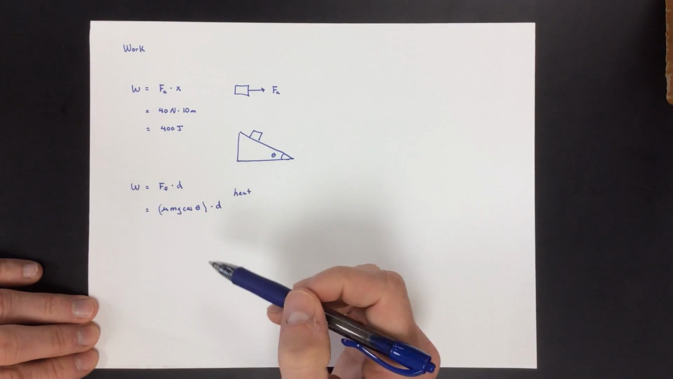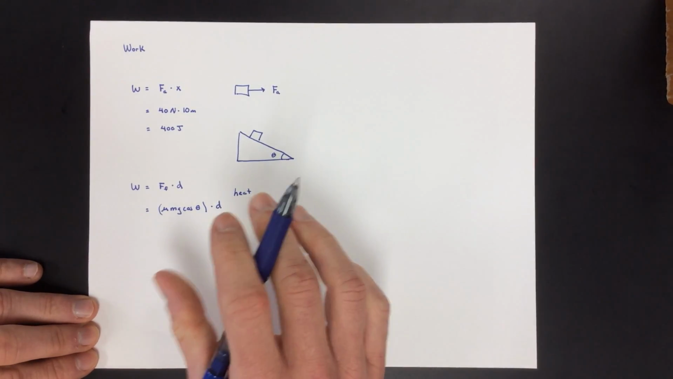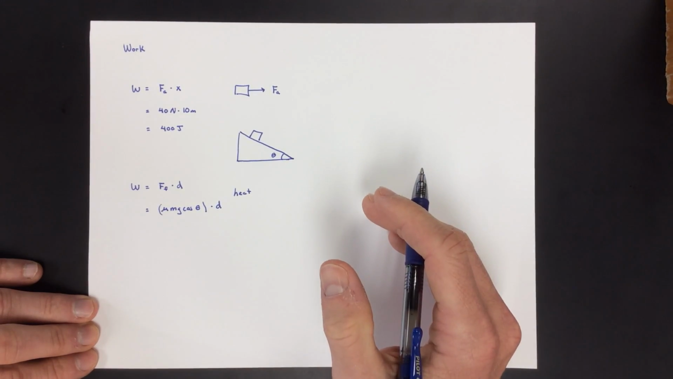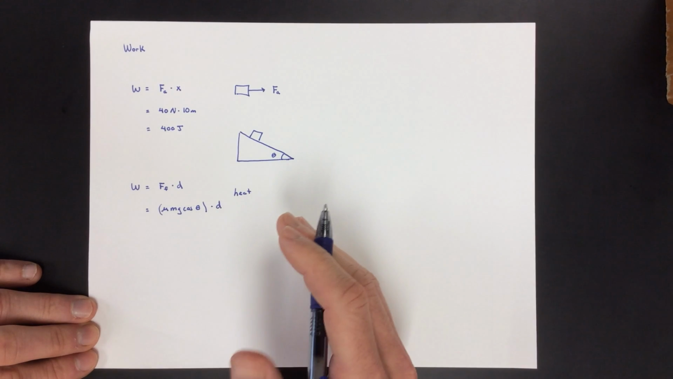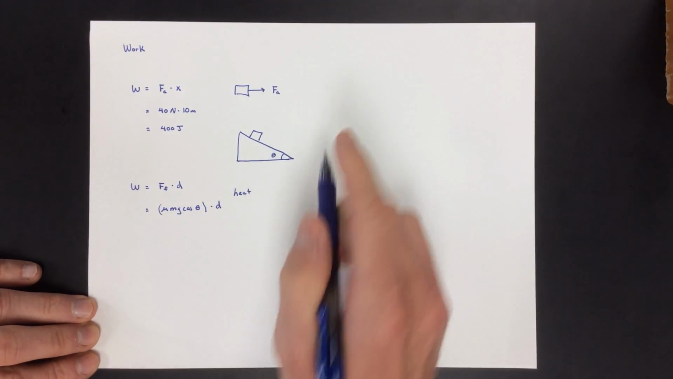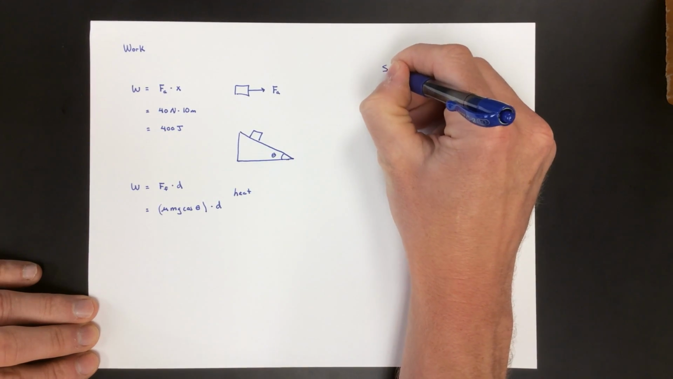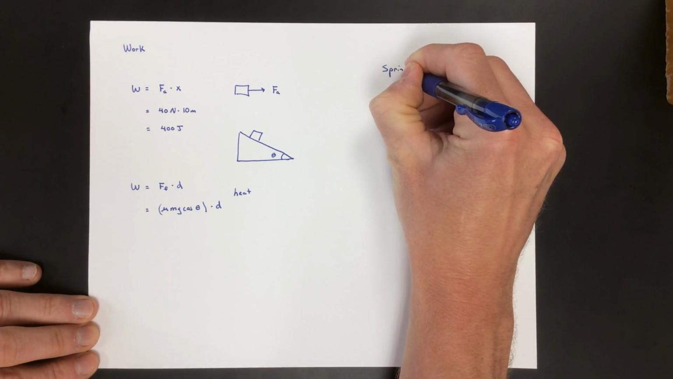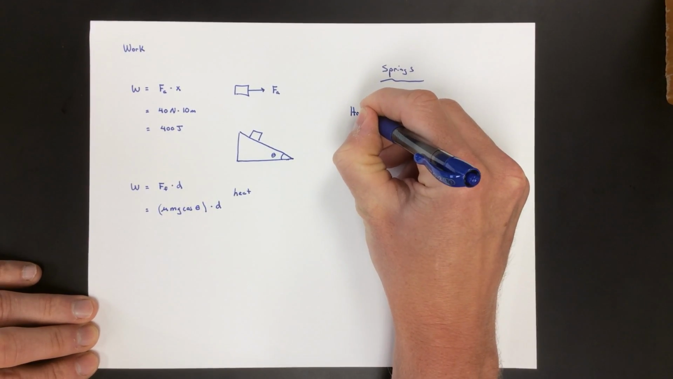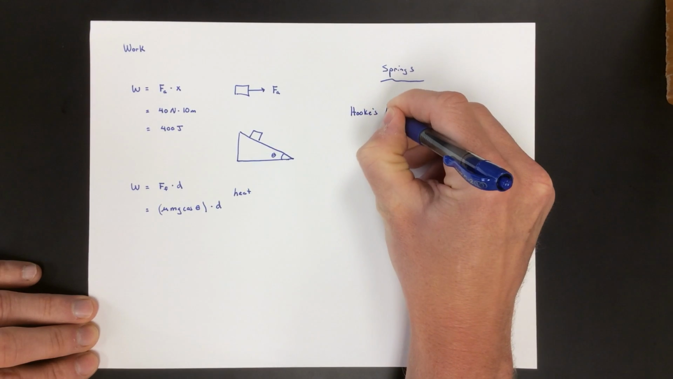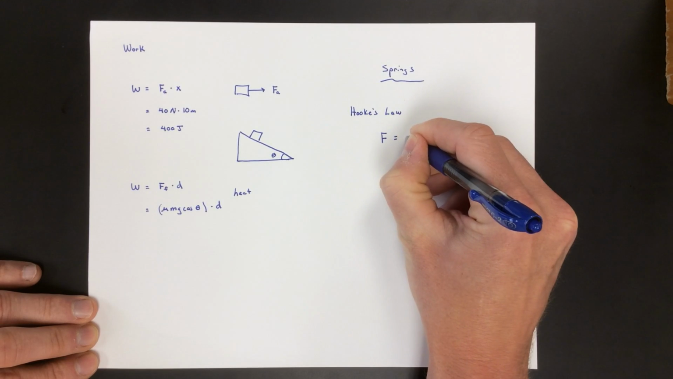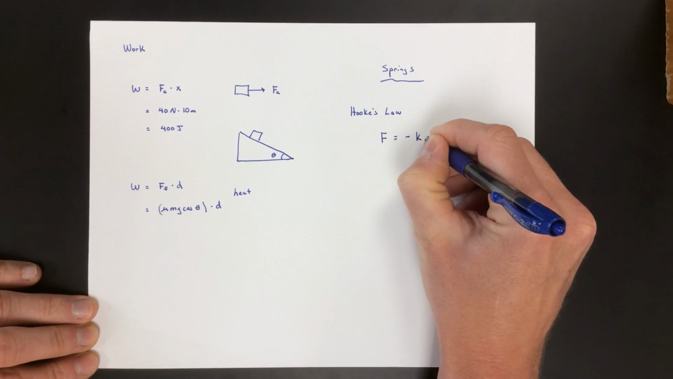But what happens when the force is non-constant? What if the force changes based on x? The easiest example of that is springs. Springs are our easiest example, and we would call this Hooke's law. Hooke's law says this: that the force of the spring is negative kx.